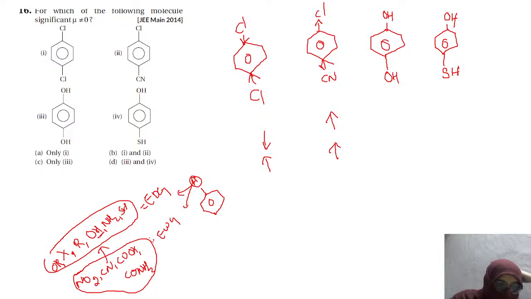Here you can see that OH. Did I tell you OH? Yeah, I told you that it's a donating group. It's giving electron to the benzene ring. Here it is towards the benzene ring, towards the benzene ring. Down, it's down, it's up. What do you think? Which one do you say the answer is? Significant dipole moment. What do you think the answer is?